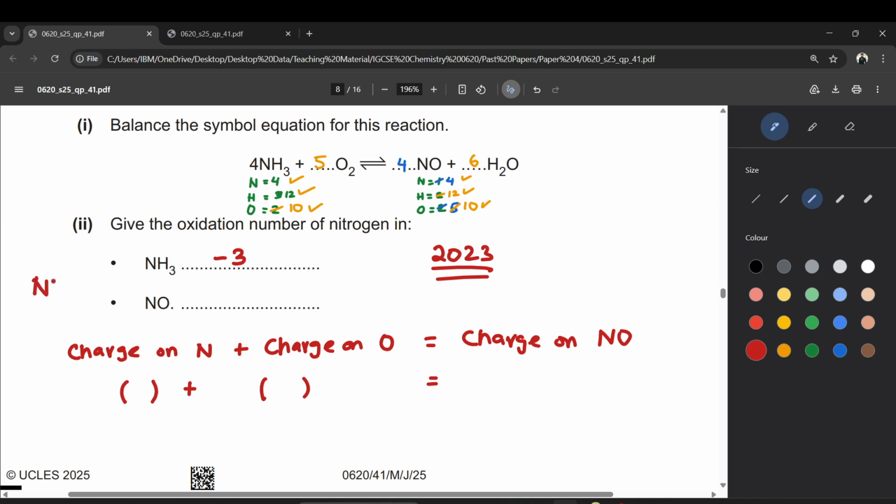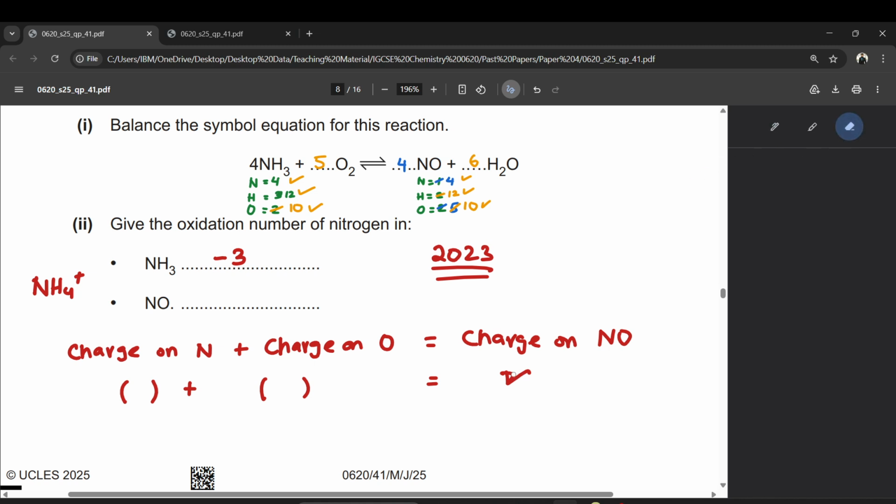Okay, what do I mean by no charge over here? If the question was about this NH4 positive, and you had to find the oxidation number of nitrogen in this case, I can see that the overall charge is plus 1, right? So I would have written plus 1 on my right hand side over here. This is what I mean when I say that on top of this I see there is no charge. So therefore this is going to be 0.